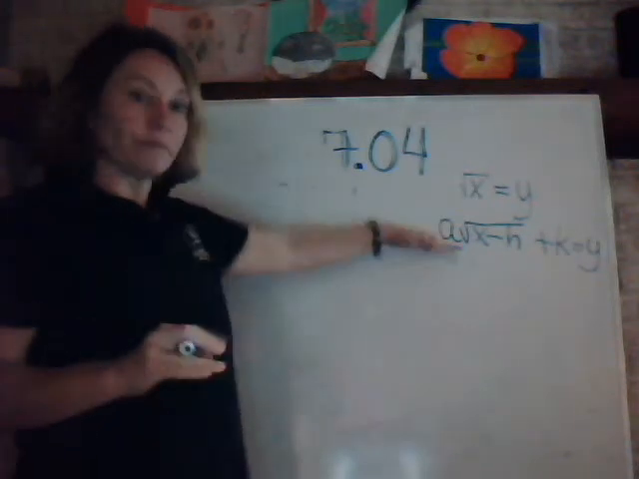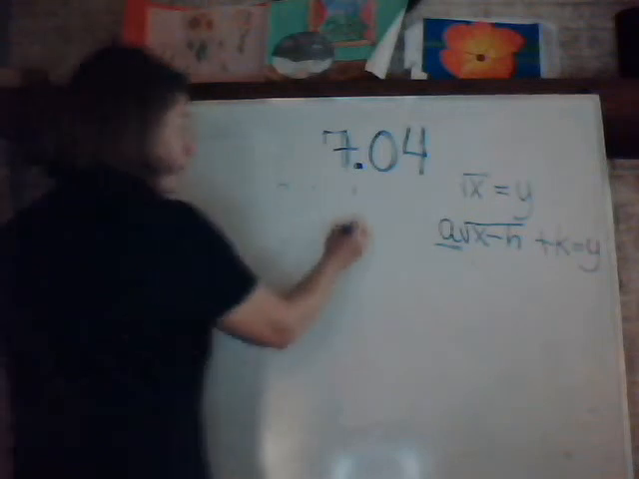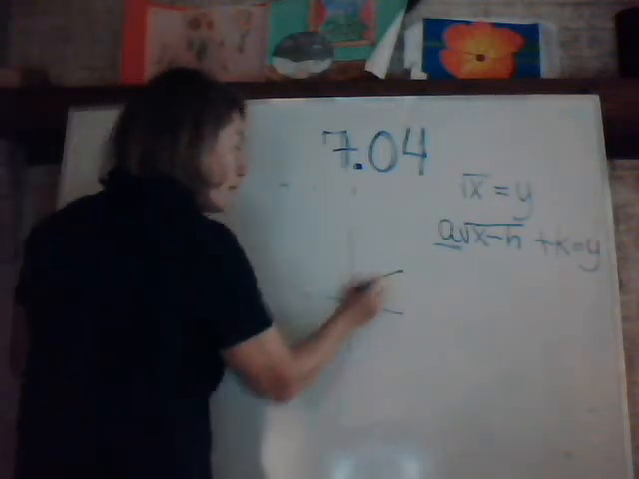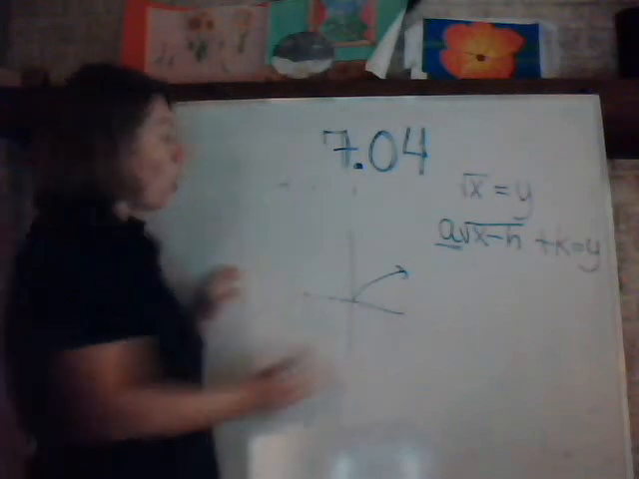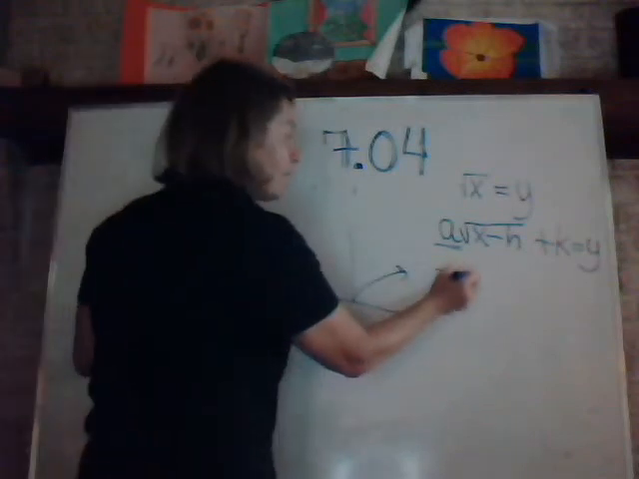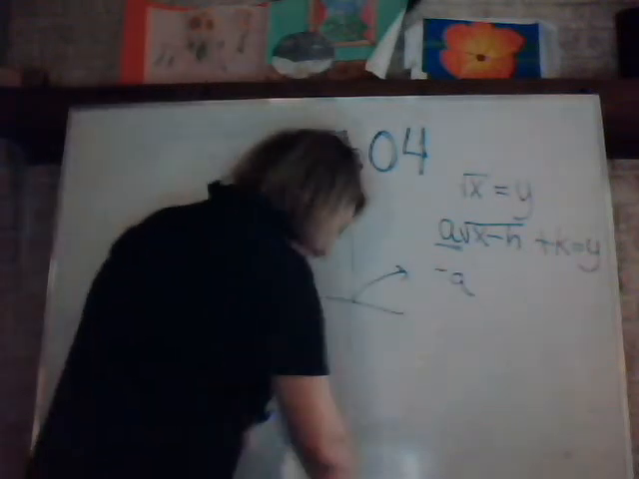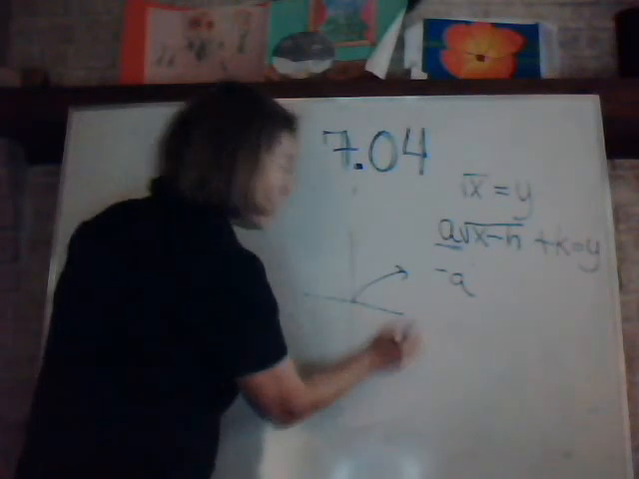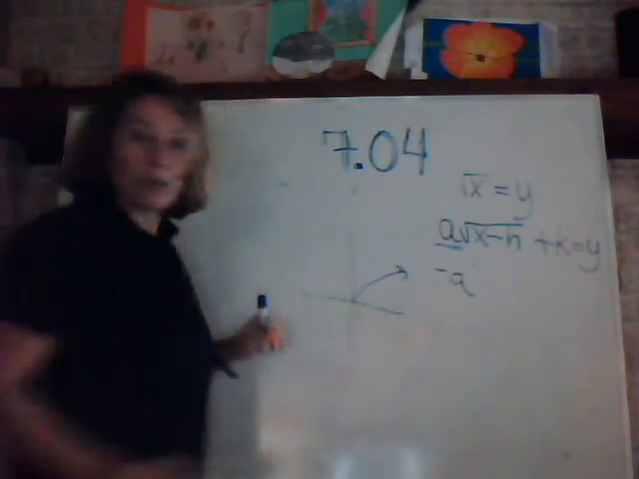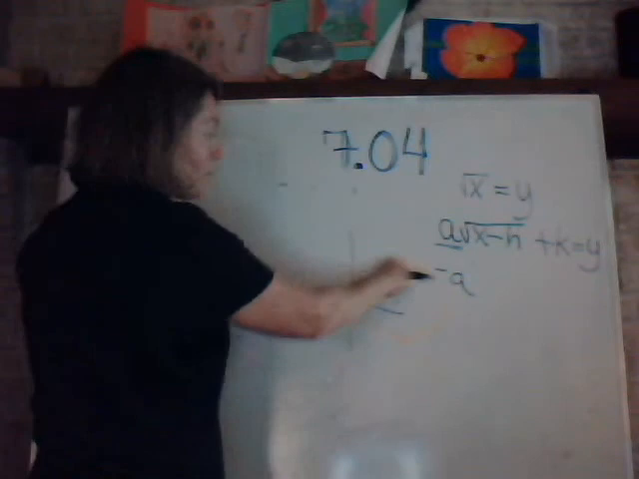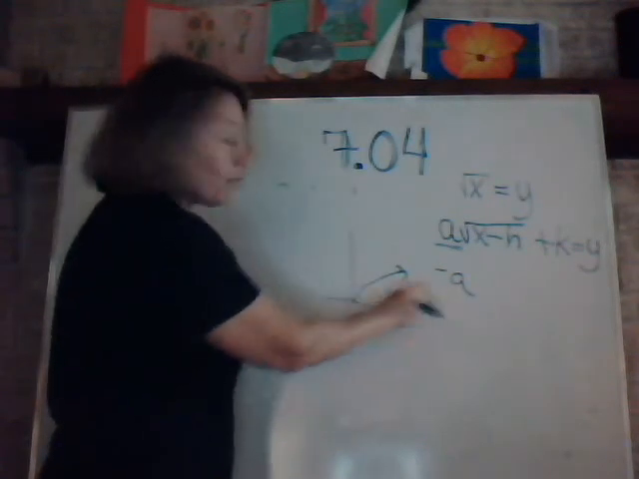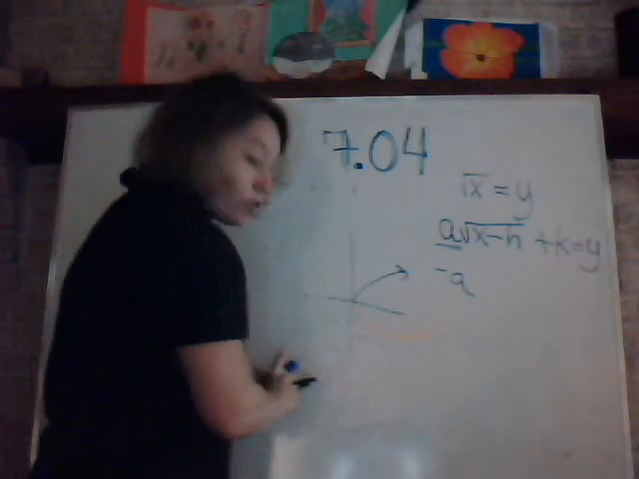Okay, A makes the graph either go over and be the rainbow, or if A is negative, let me draw this in a different color. If A is negative, it will reflect it under the axis. So instead of being a rainbow over, it will be a rainbow under. It reflects it over the axis. So that's the first thing that A does.